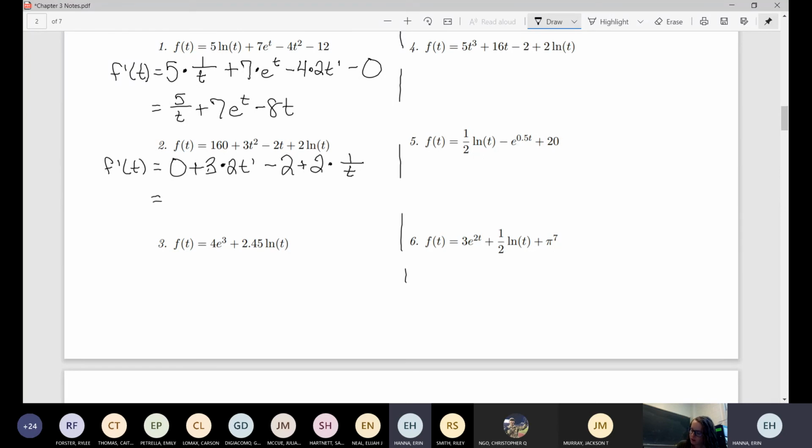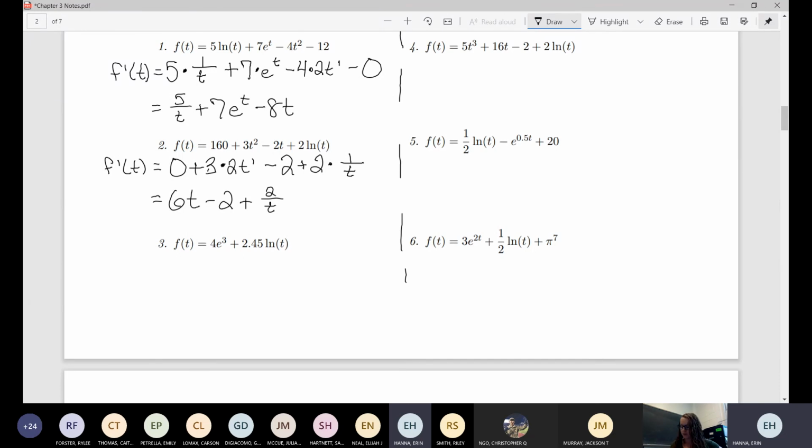Rewrite this if you want. 6t minus 2, and I would write it as 2 over t, but again, you can write it as 2 times 1 over t if you like. With just these generic derivative questions, you don't really have to simplify them, but in chapter 4, we're going to need to do some other stuff with them, so you usually want to get used to simplifying them at least a little bit.